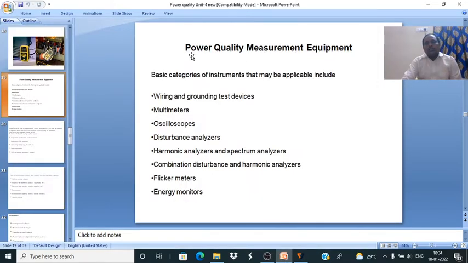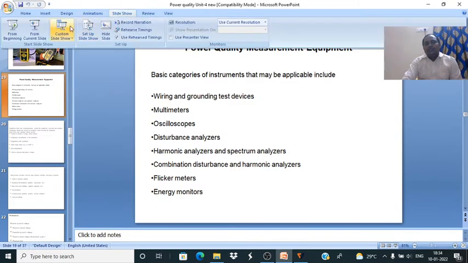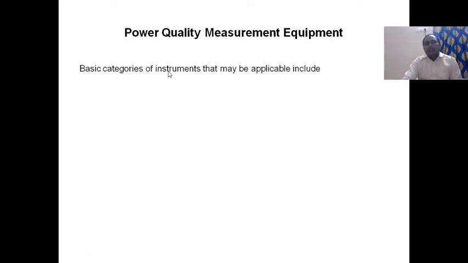So now we have discussed power quality measurement equipment. Which equipment is used for power quality measurement? The basic categories of instruments that may be applied include wiring and grounding testing devices. Normally, ground testing is done using meggers or multimeters. If there is continuity or not, we can check using meggers or multimeters.